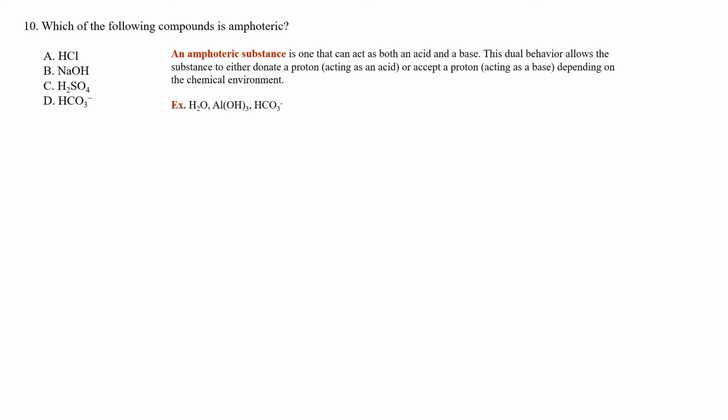Examples of amphoteric substances: water is a common example. In addition to water, aluminum hydroxide, bicarbonate and iron act as amphoteric substances. For example, bicarbonate, HCO3 minus. In some chemical reactions, bicarbonate can donate an H plus ion to become carbonate and H plus. Then bicarbonate acts as an acid. In other chemical reactions, bicarbonate can accept a proton to form H2CO3, carbonic acid. Then bicarbonate acts as a base.